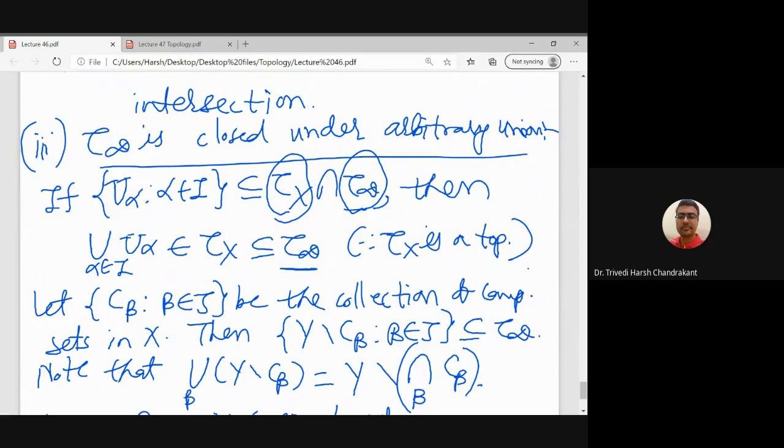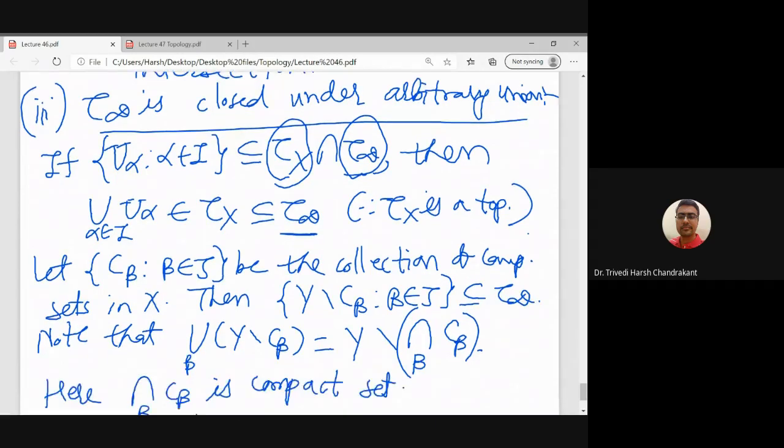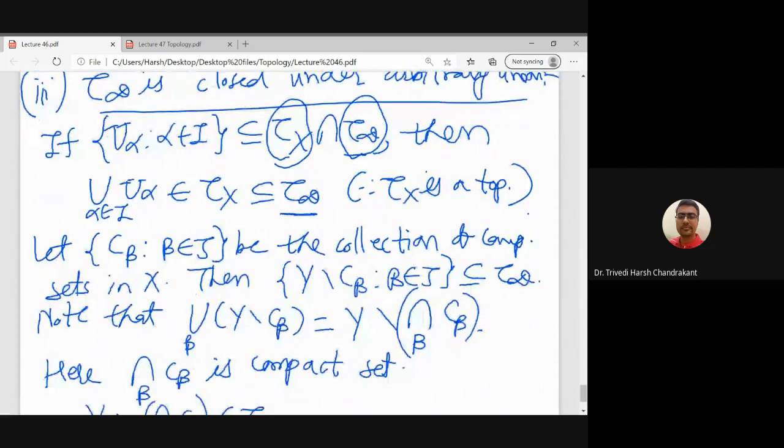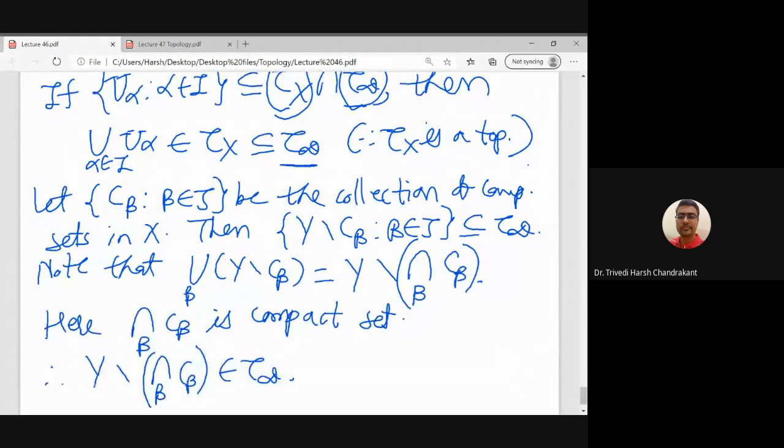Each u alpha is of type 1, or each u alpha is of type 2, or some are of type 1 and some are of the other type. So first we verified, suppose each u alpha is in tau x, that means each u alpha is open in x. In that case we already know that tau x is a topology, so the union will also be open in x, and therefore it belongs to tau infinity.